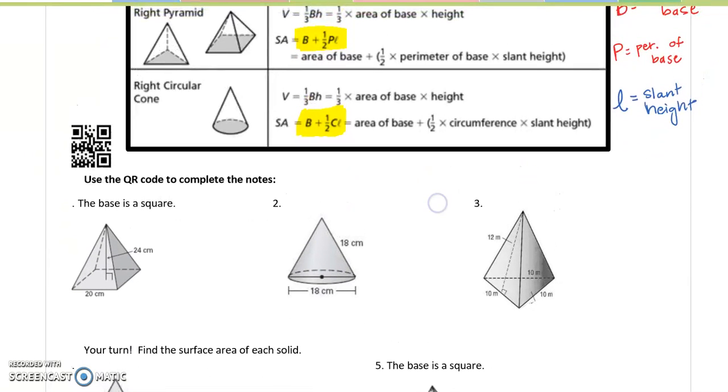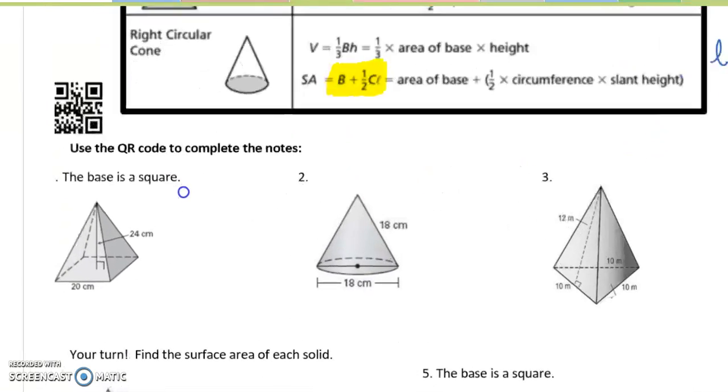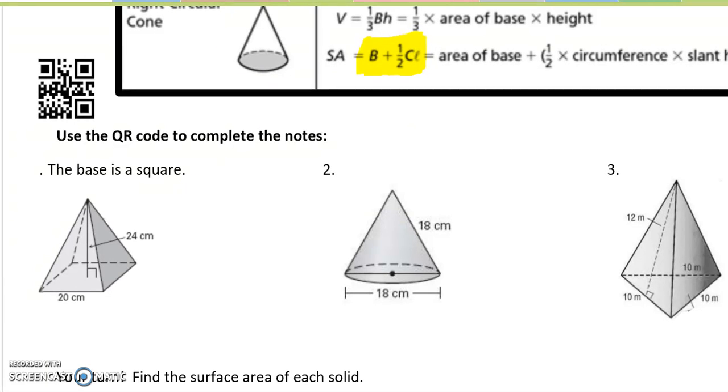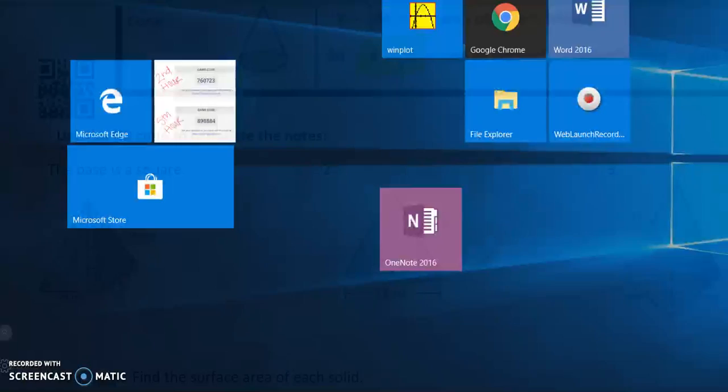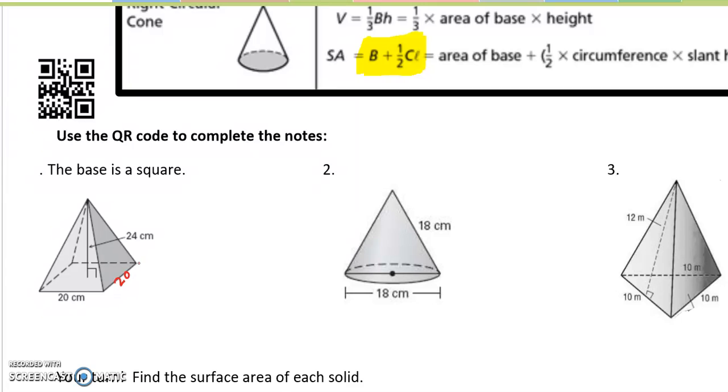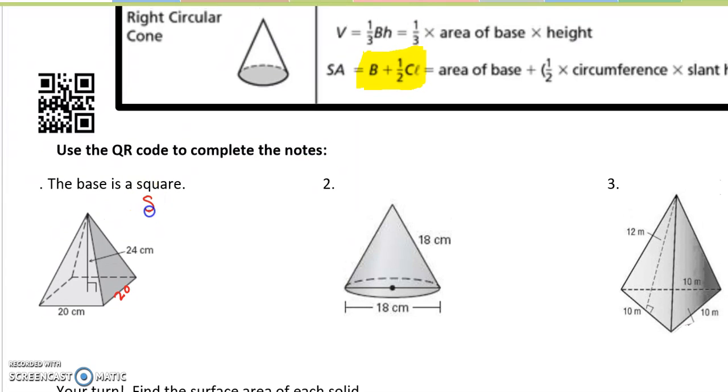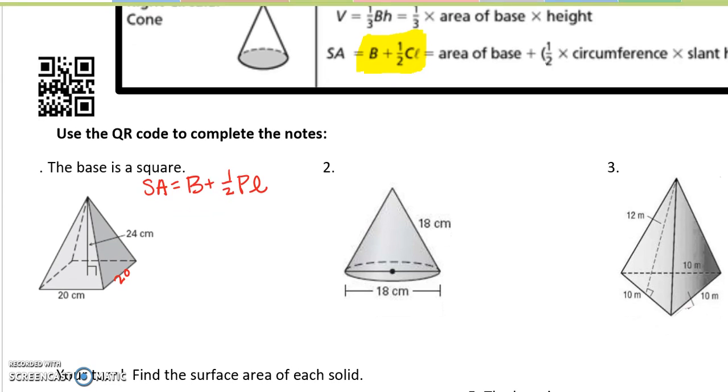Number one, we have a square base for our pyramid. So one side is 20. Let's say this side is also 20 because it is a square. Using our formula for surface area, I always start by writing it: capital B plus 1/2 capital P times L. The three pieces of information we need to know are the area of the base, the perimeter of the base, and the slant height.